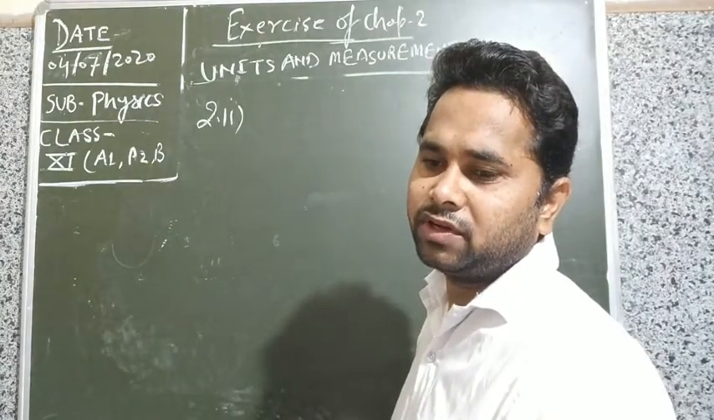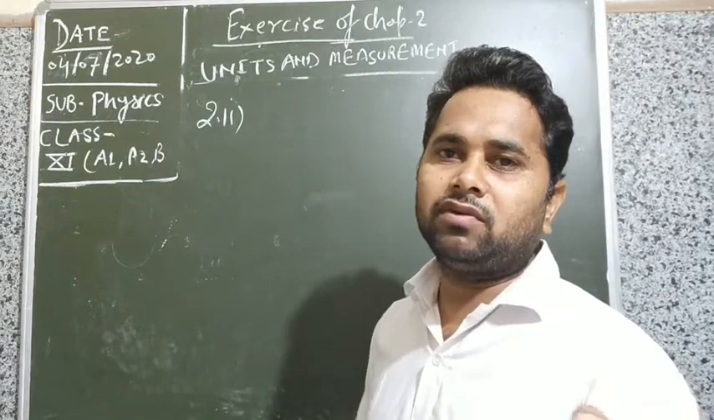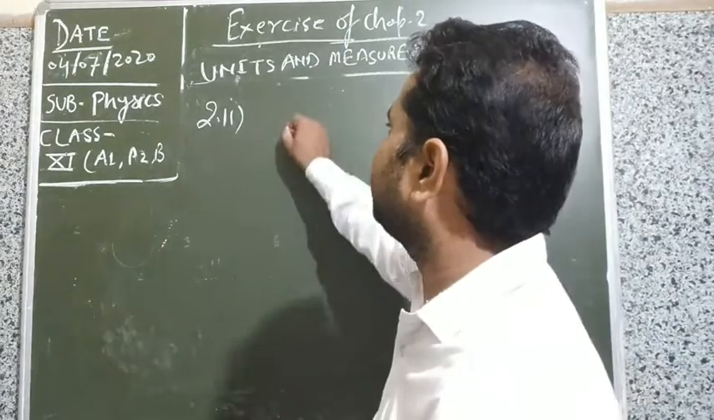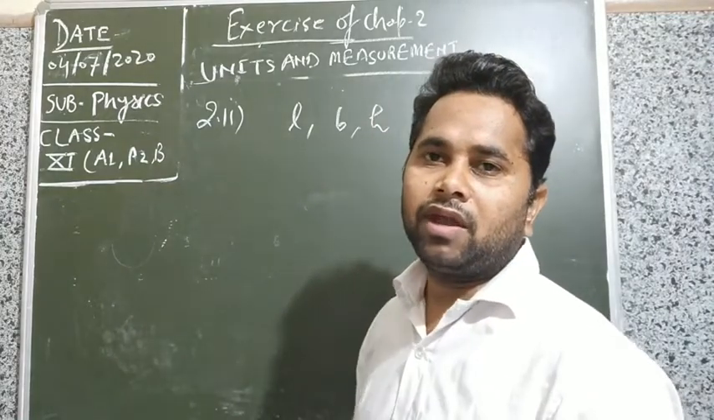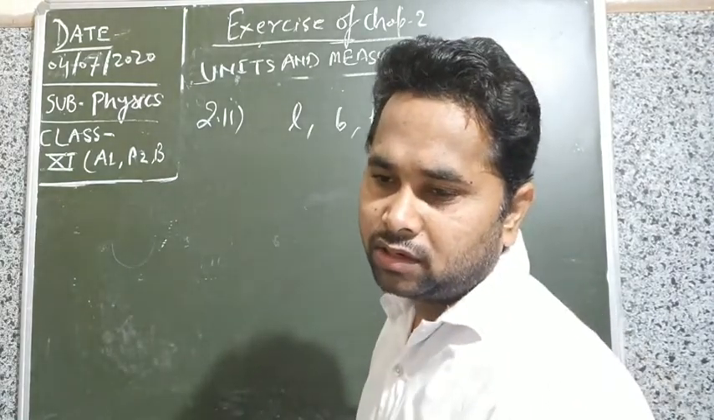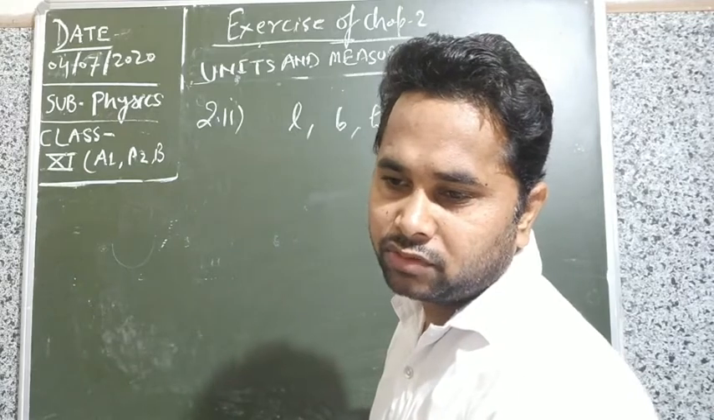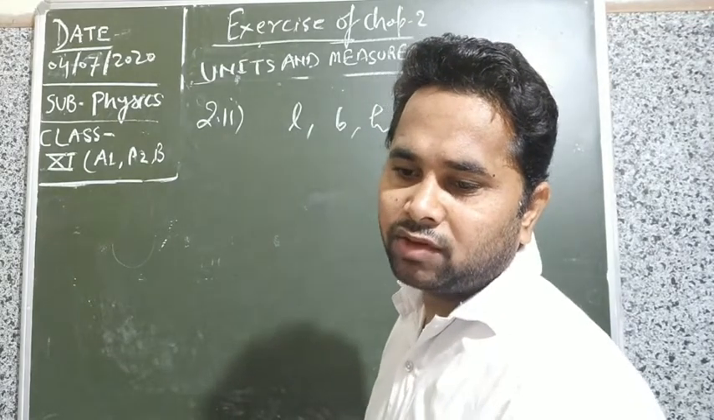It is about the significant figures. See here, the dimensions of the metal sheet, L, B and H, all are given. And we have to find the area. Where is the question? Give the area and the volume.